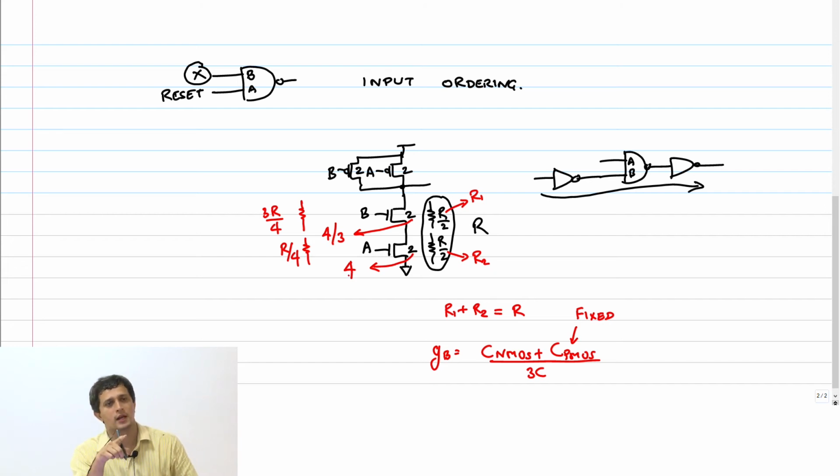So what have we done? We have kept the net pull down resistance the same, but dropped the capacitance that this particular transistor is offering to the previous guy, and thereby reduce the logical effort. Clear?